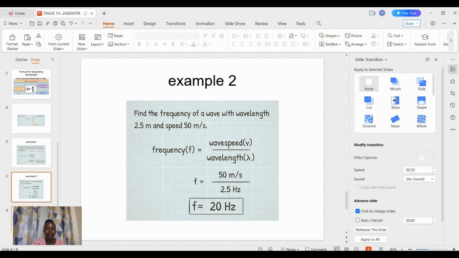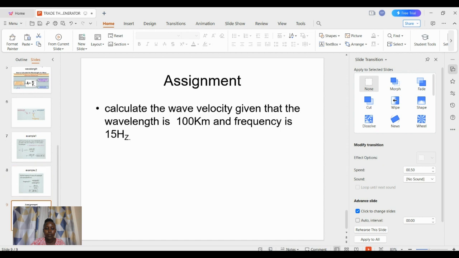I have an assignment for you so that you can understand this concept further. The assignment is here. We are supposed to calculate the wave velocity given that the wavelength is 100 kilometers and the frequency of the wave is 15 hertz. So please do that assignment and let's meet in the next lesson. Thank you.